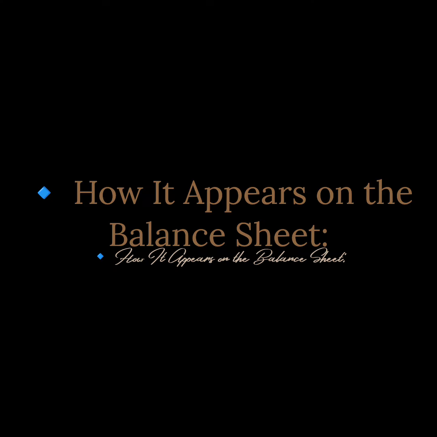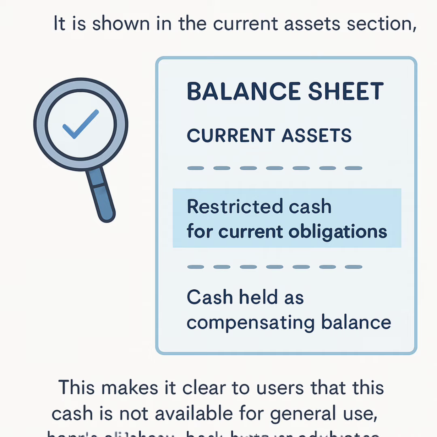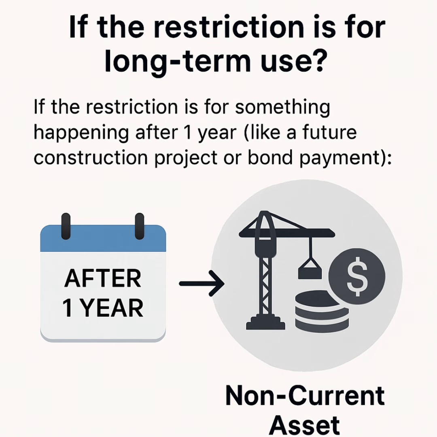How it appears on the balance sheet. It is shown in the current assets section, but on a separate line, labeled like restricted cash for current obligations, or cash held as compensating balance. This makes it clear to users that this cash is not available for general use, but it still has short-term importance. What if the restriction is for long-term use?